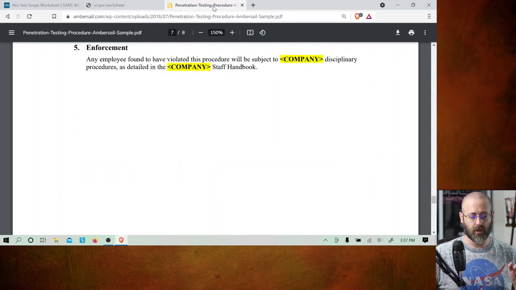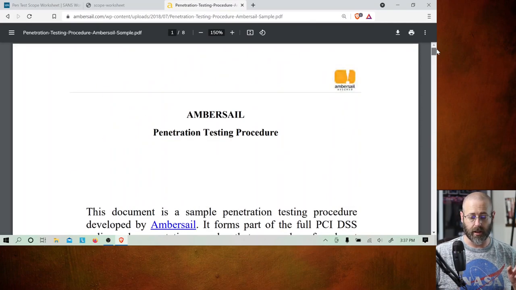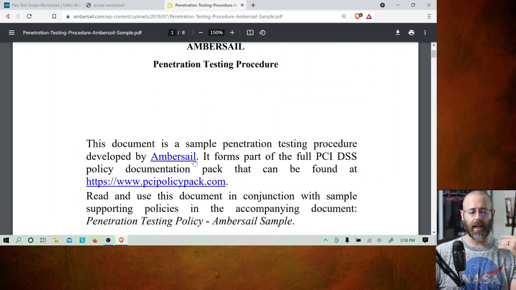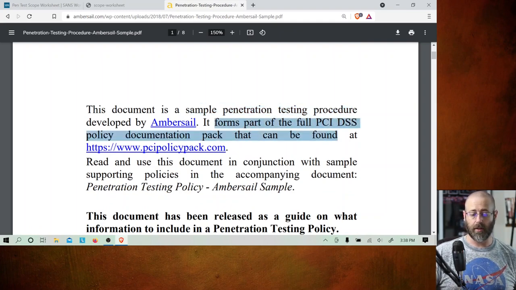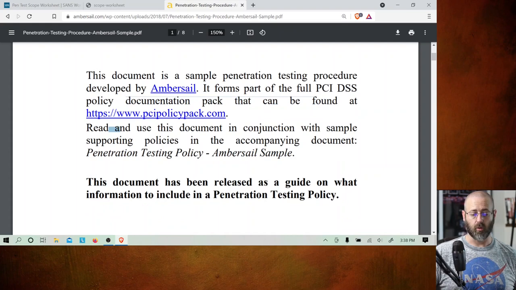And one more thing. Just looking, as you can see, I was kind of looking at this document. This is a scope by Ambersail that I just looked up. Scope document for penetration tests. Google that. Again, I'll add this to the description. But they kind of gave you a sample penetration testing procedure as they've developed for their methodology, right, for Ambersail. It forms part of the full PCI DSS policy documentation pack that can be found here, PCI policy pack. Read it and use this document in conjunction with sample report policies and the accompanying so on and so forth. Then you can go look at the penetration testing policy and their sample for that.